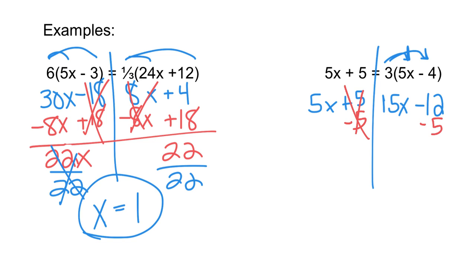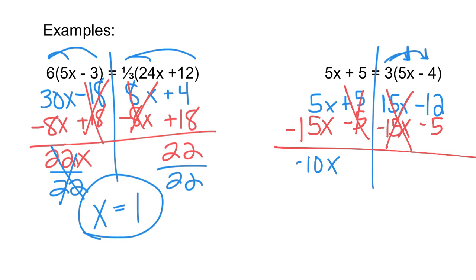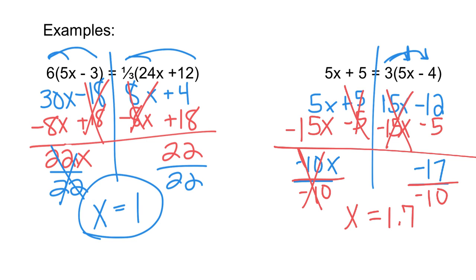And my 15x that's on the right side needs to go over to the left side because it has an x with it. So I can subtract it. 15 minus 15 cancels. So I have to subtract it on this side too. So 5 minus 15x will give me negative 10x. Negative 12 minus 5 is negative 17. And then we'll divide on both sides by negative 10. And that allows me to get x by itself. Negative 17 divided by negative 10 is positive 1.7.